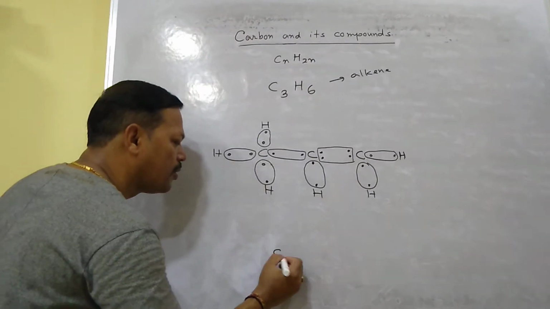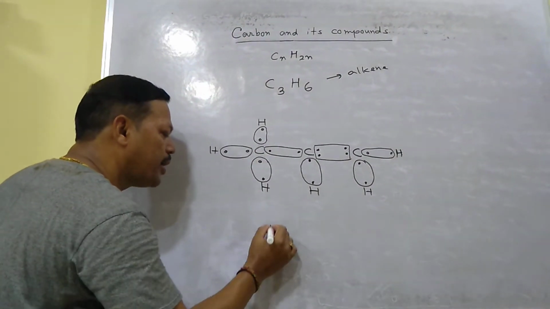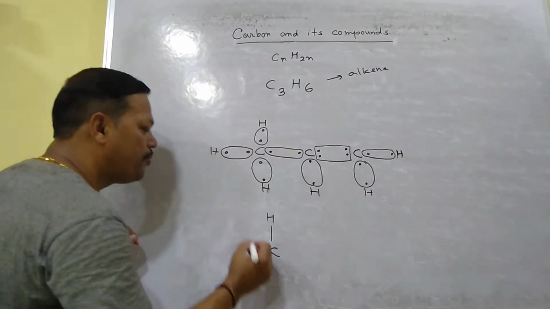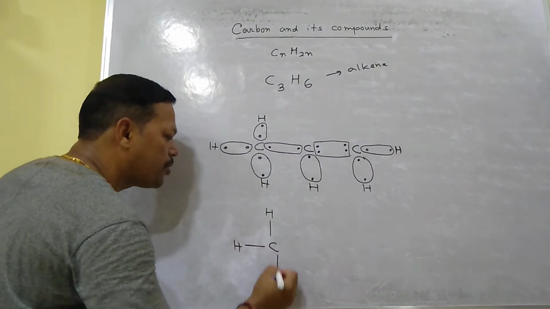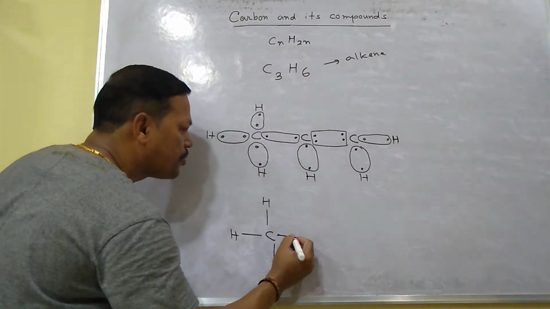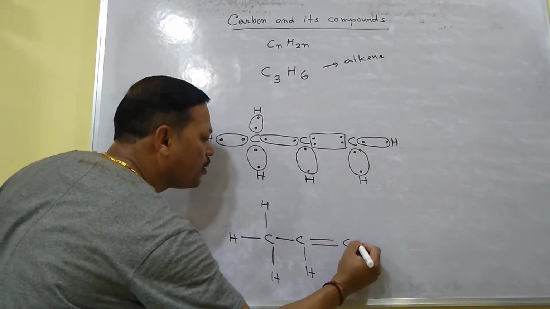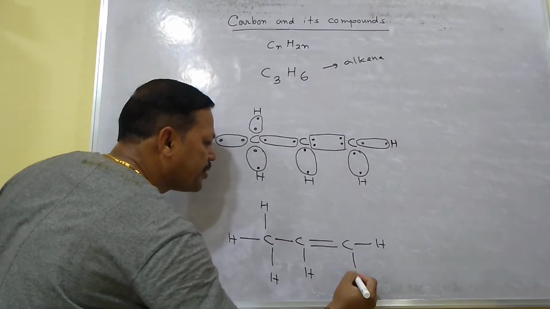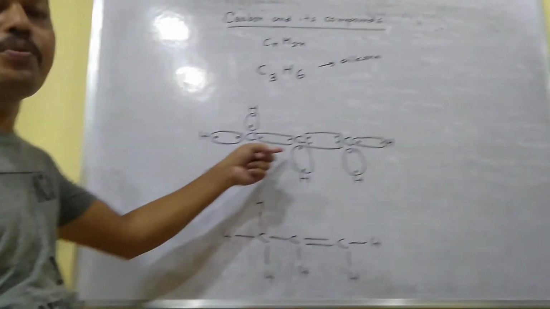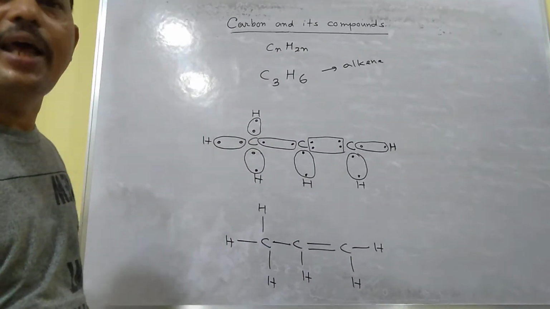Now this one will form a single bond. This one will form a single bond. This one will form a single bond. This one forms single. Here you will get double. This one single. This one single. And this is the dot picture of the molecule propene, an alkene.